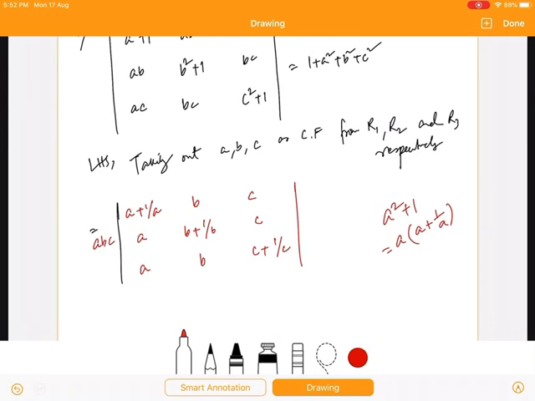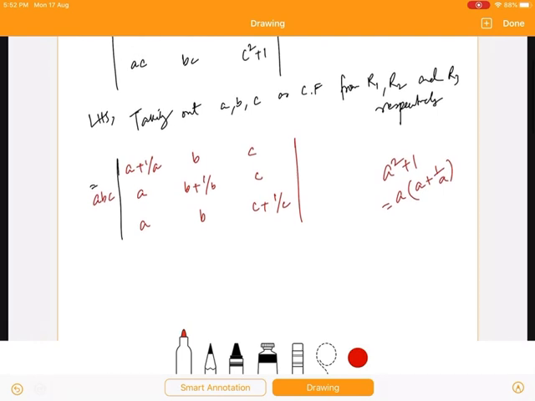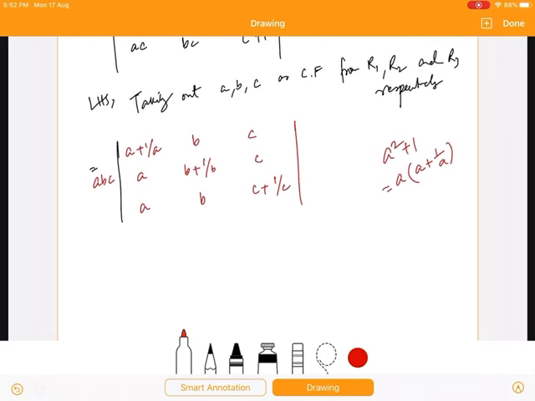This is the most important part. R2 minus R1.